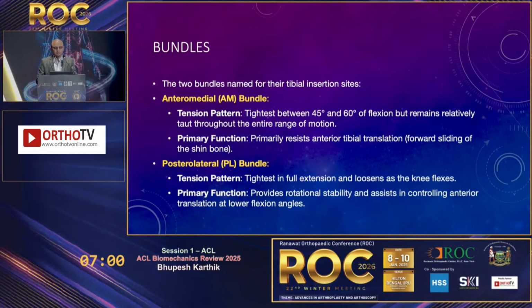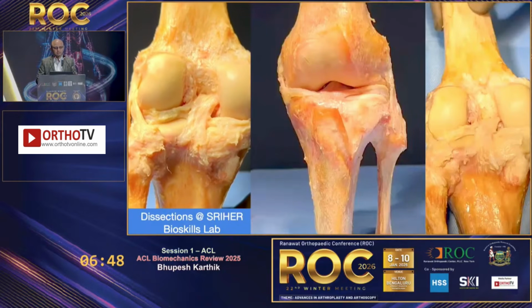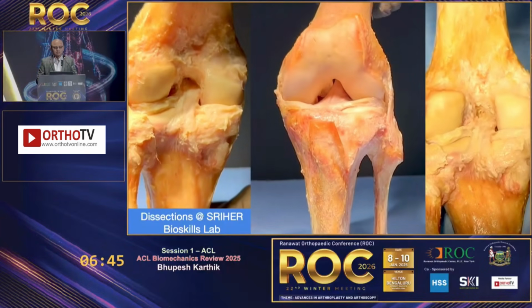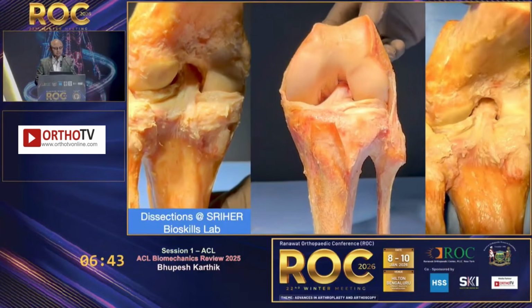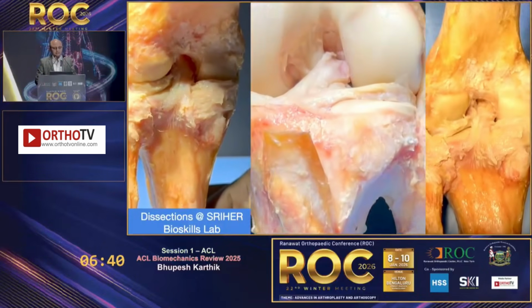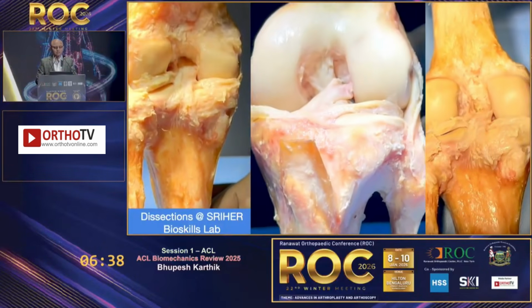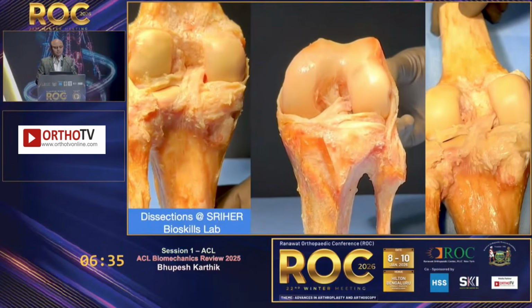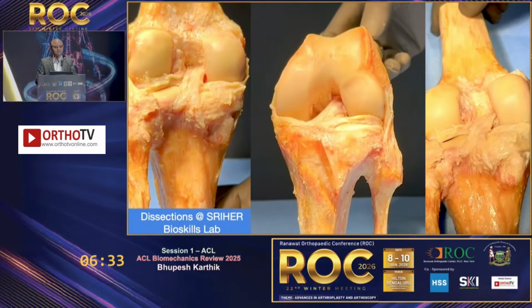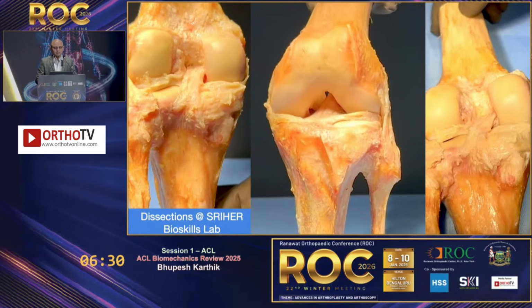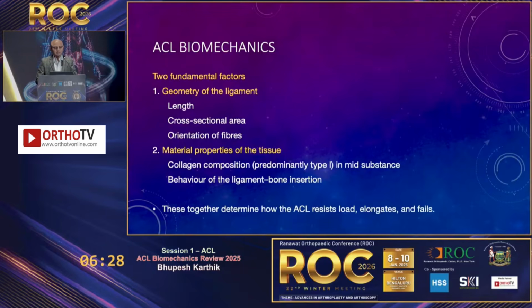The AM bundle primarily resists anterior tibial translation, and the PL bundle provides rotational stability and assists in controlling anterior translation at lower flexion angles. Now these are some of the cadaver dissections that were done in Sri Ramachandra Bioskills lab, and we can see the two bundles, and we were very happy to understand how the ACL works in flexion and extension. But time passed, and we wanted to understand biomechanics more.